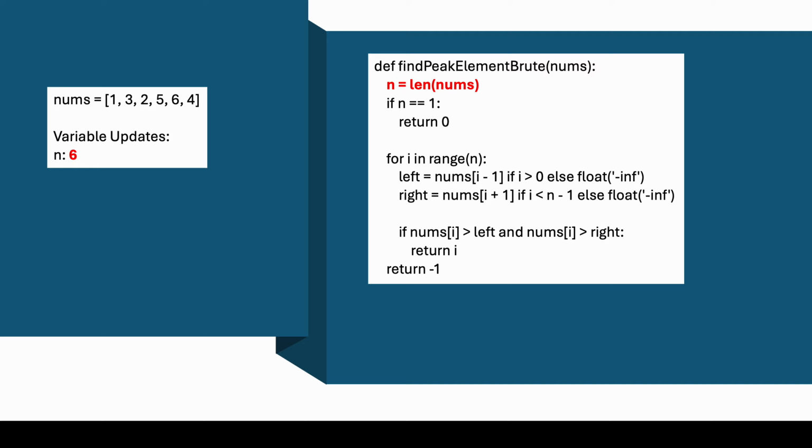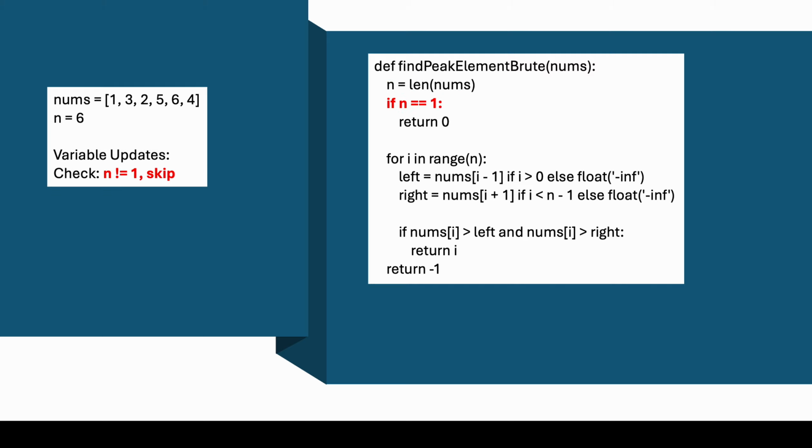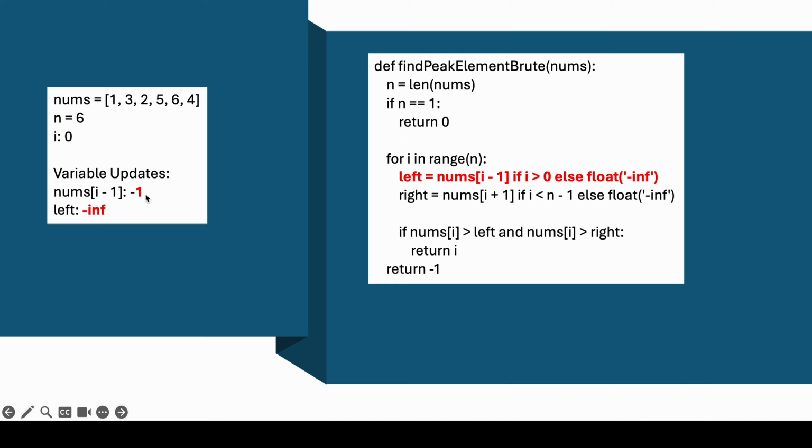So now we're initializing the n, which in this case, the array is size 6. Then we're checking if the array is only size 1, which it's not, so we're going to skip it. Now we're going to start i equals 0, and the range will be from 0 to 5. Even though it's 6, range always works by n minus 1. Then we're going to initialize the left side, and in this case, it's going to be 0 minus 1, which will give us -1, and therefore we're going to initialize this to -infinity, because i is not greater than 0.